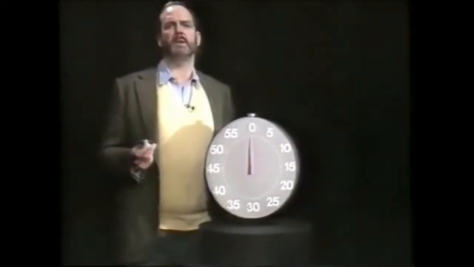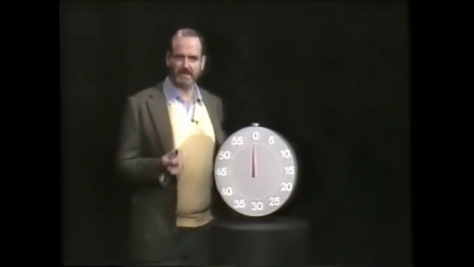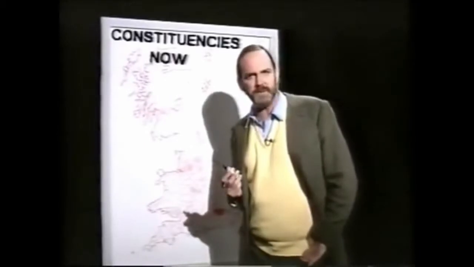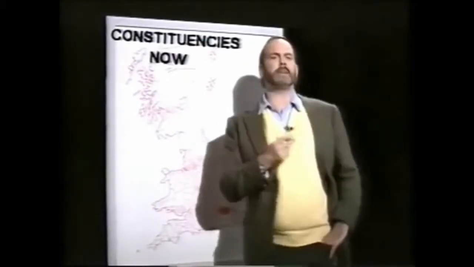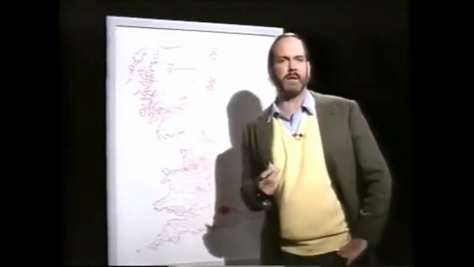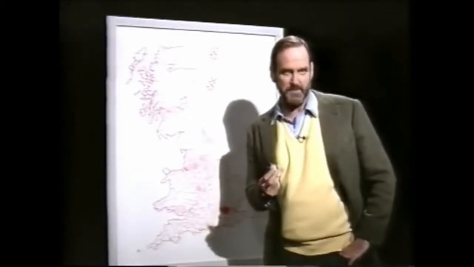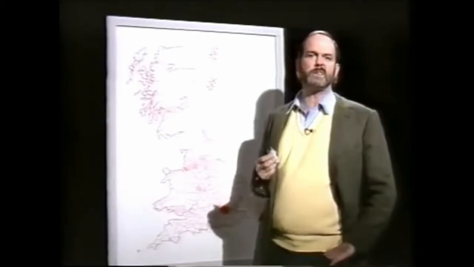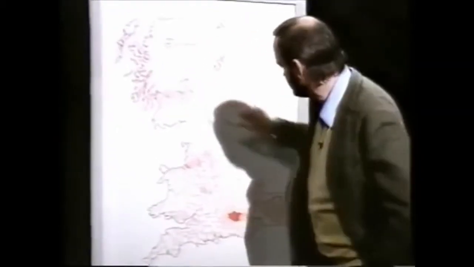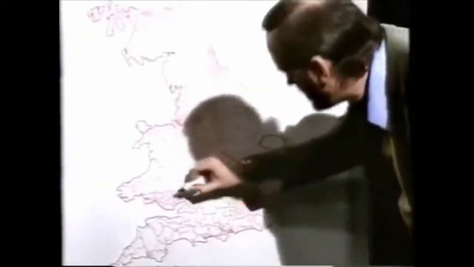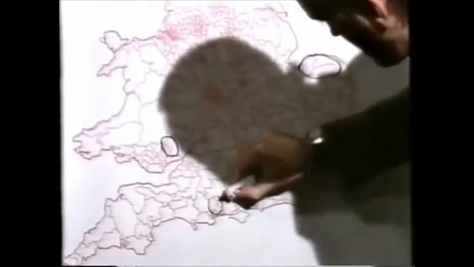Actually, there are several ways of doing PR, but this is the one the Alliance reckons is best for the UK. Now, at the moment, the UK has 650 constituencies returning one MP each. Under the Alliance's new system, there'd be a smaller number of bigger constituencies, about 140 of them, returning, on average, 4 or 5 MPs each, roughly like this. Each one of these is a new constituency.